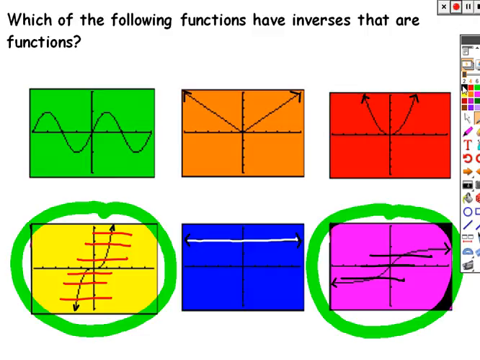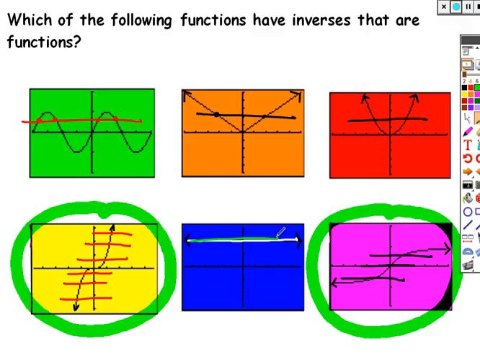Here, let's look at the others. Here you can see, yep, this horizontal line crosses the graph in more than one spot, so that fails the horizontal line test. This fails the horizontal line test. That's your absolute value function. The parabola fails the horizontal line test. And certainly, a horizontal line is going to fail the horizontal line test.